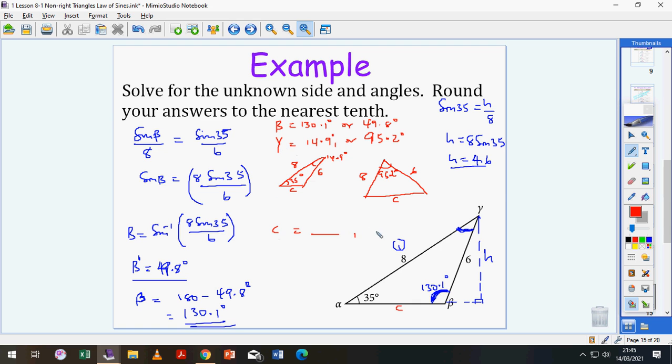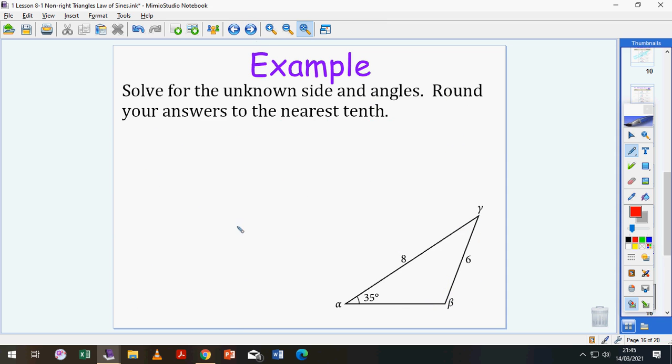Alright, I'm going to move on to the next example. I hope there's not too much fuss about this, but I will still explain it if you have questions. Okay, solve for unknown sides and angles, round to the nearest tenth. This is the same example we're doing, so you guys are already pros at this. Good luck doing that. You can go ahead and finish that.